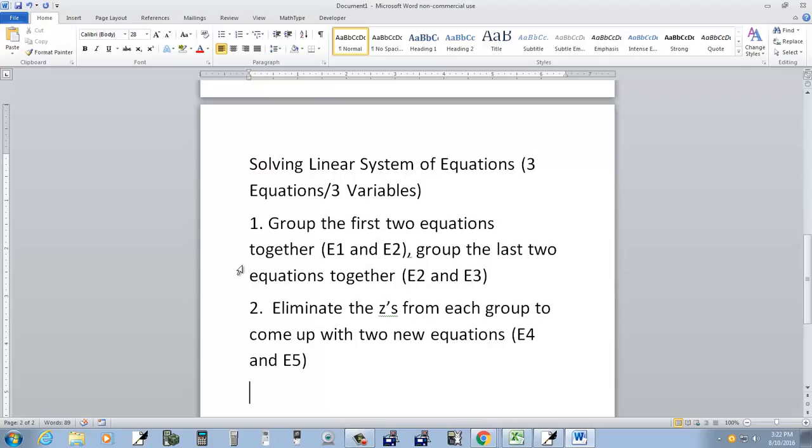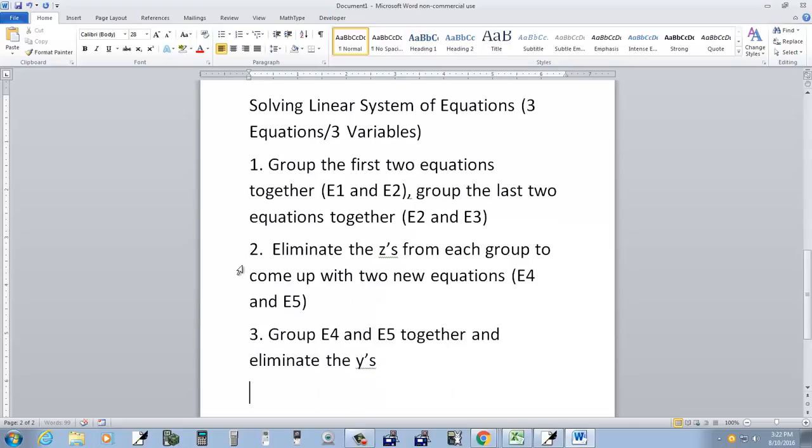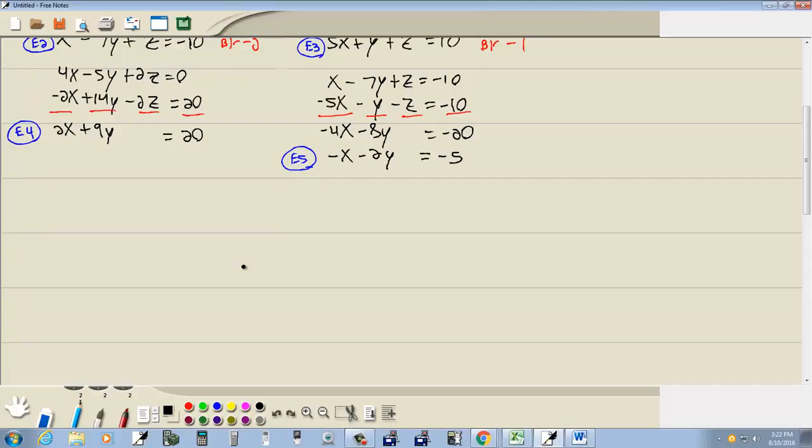Now, step 3. Group E4 and E5 together and eliminate the y's. It actually doesn't matter which variable you eliminate. I'm just giving you a step-by-step that'll work. So we got 2x plus 9y is equal to 20. Got negative x minus 2y is equal to negative 5. You can see in this case, getting rid of the x's would be a little bit easier, but I'm going to follow my steps. Remember, to figure out what to multiply by, you always multiply by the other number. So I'll multiply this first equation by 2.